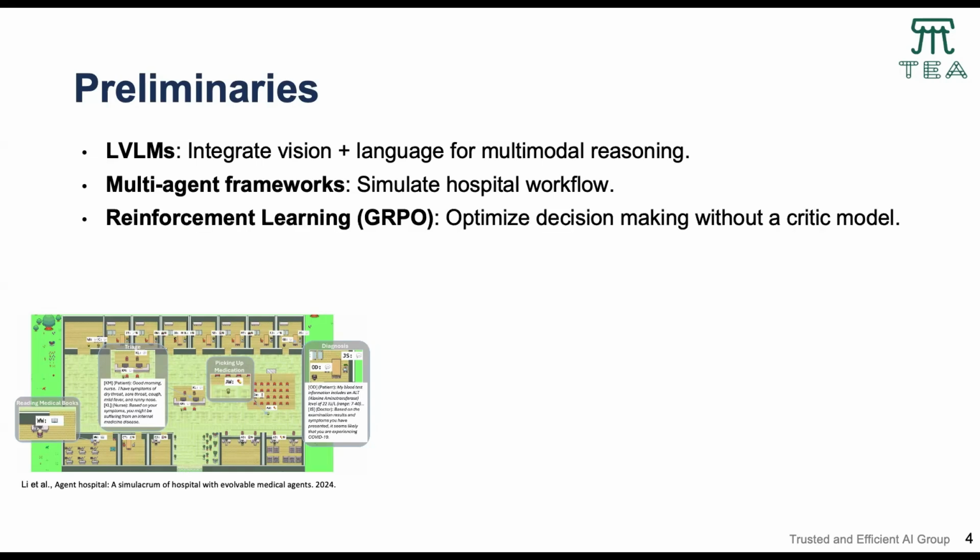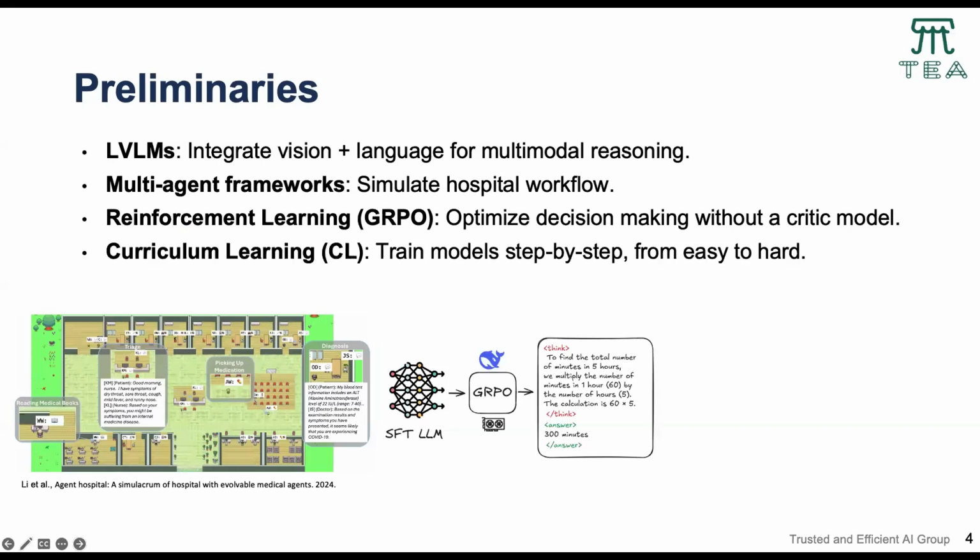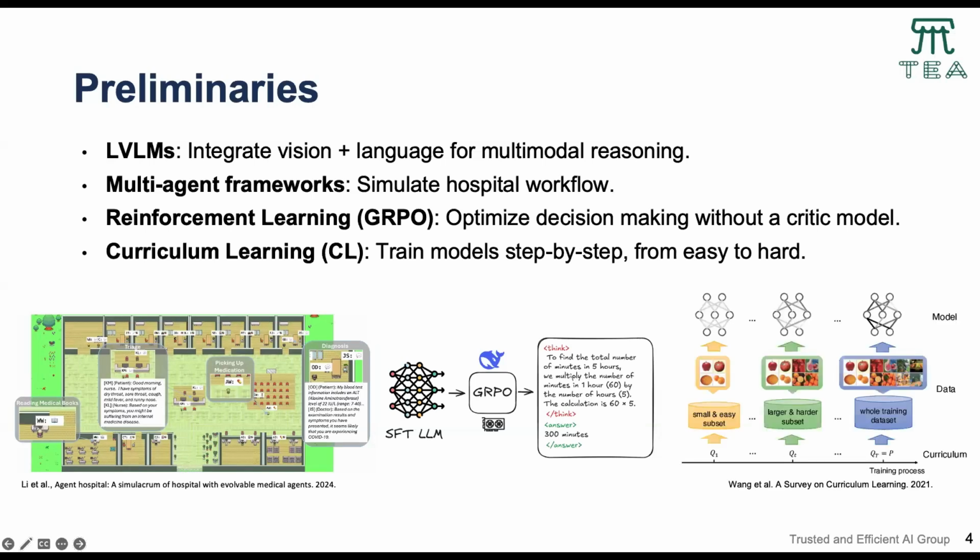And also reinforcement learning, particularly GRPO, provides optimized decision making without a critic model. And currently, another hot topic is curriculum learning, which can train a model step by step, from easy to hard, and this will increase the generalizability of the model.